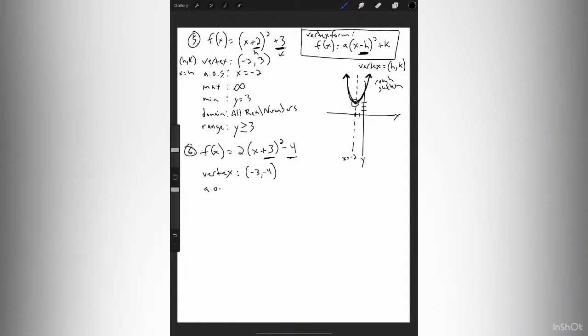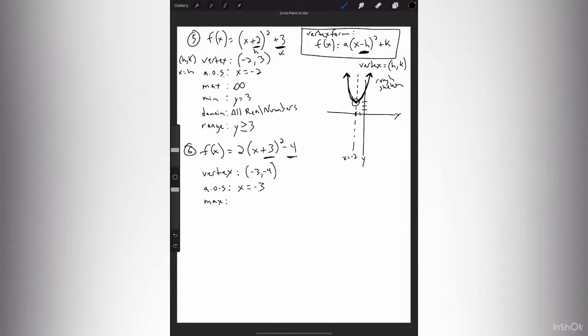My axis of symmetry is just whatever my x value was, so x is equal to -3. My maximum value, since I know it's not flipped upside down, it doesn't have a negative out in front. If it had a negative out in front, then it would be a flipped parabola, but that's not the case here. So my maximum value is going to be infinity, okay? It's going to move on forever. My minimum value is going to be y is equal to -4, right? Because -4 is the lowest, the vertex, okay?